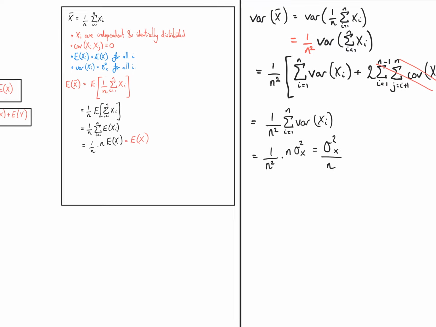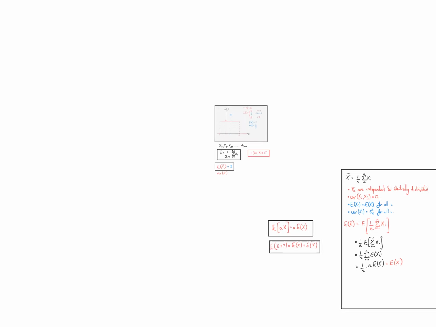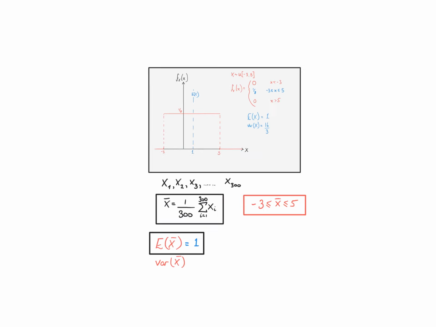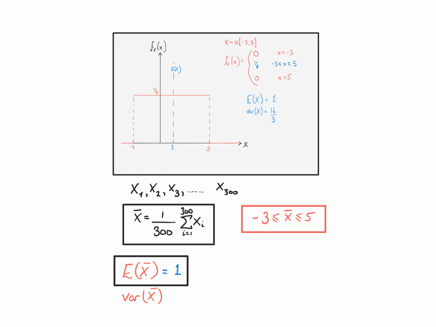So if we now apply that to our example, we've got 300 observations, so the variance of x bar is going to be equal to the variance of x, which we had was equal to 16 over 3, divided by the number of observations, which was 300. So our variance of the sample mean is going to be 16 over 900, or 4 over 225.